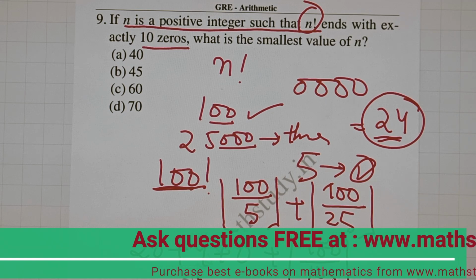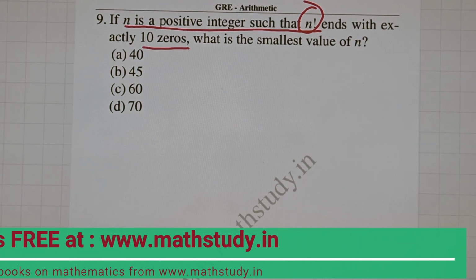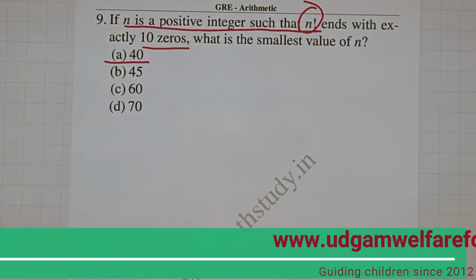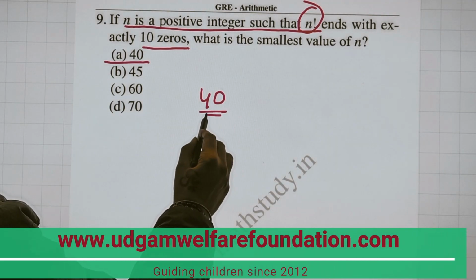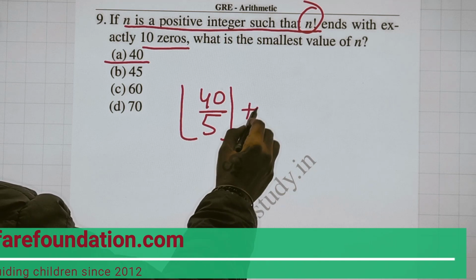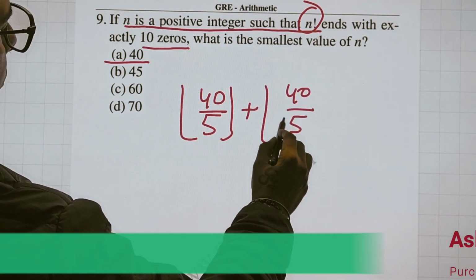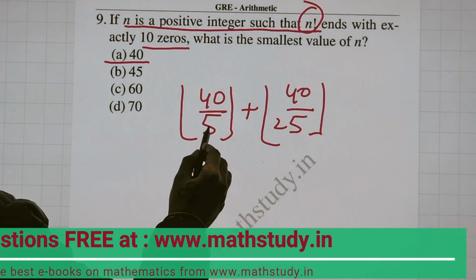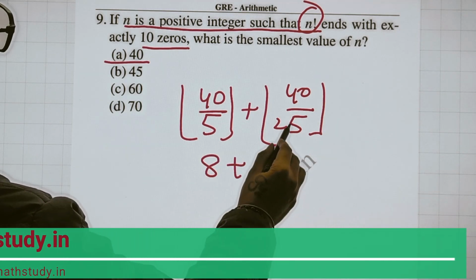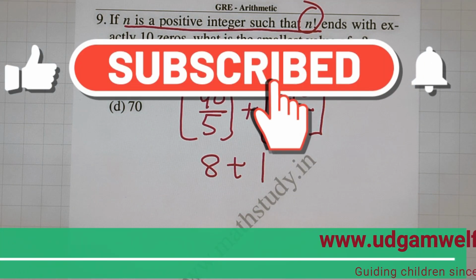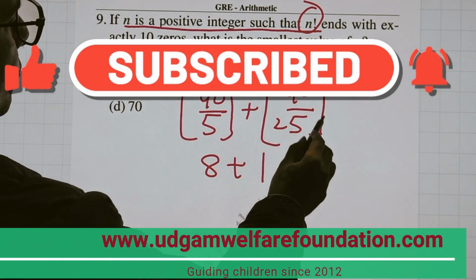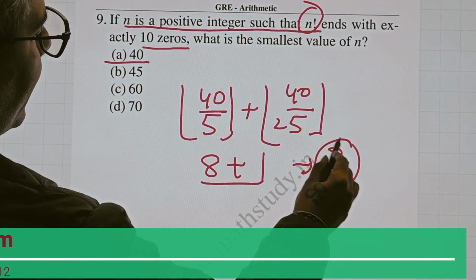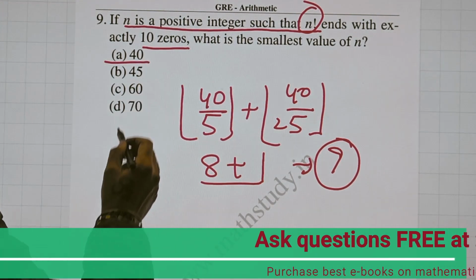Now let's apply this concept in our question. Actually we require 10 zeros, so we have to try different numbers. Let's try with 40. If we take 40 divided by 5 with the greatest integer, plus 40 divided by 25, plus obviously the next term will be 0 only. So 40 divided by 5 is 8, and 40 divided by 25 gives 1, because the floor function gives only the integral value. So 8 plus 1 is 9. We are getting 9 zeros when we expand 40 factorial.